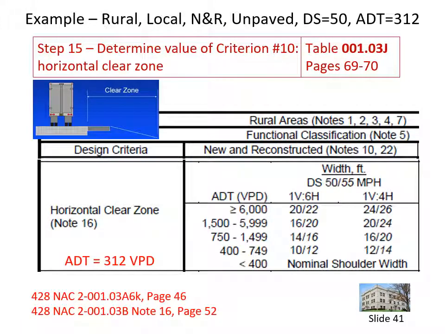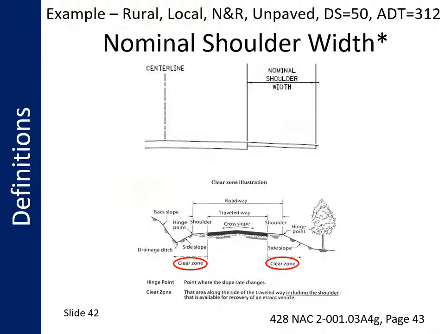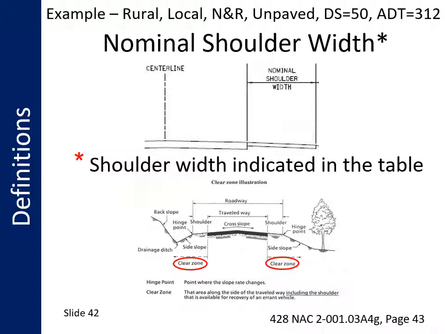The minimum horizontal clear zone for a traffic volume fewer than 400 vehicles per day is the nominal shoulder width. The nominal shoulder width is defined on page 43 as the shoulder width value shown in the Design Standards table. For the example, rural area standards with a functional classification of local and an ADT of 312 vehicles per day, the shoulder width value in Table J on page 69 is 4 feet. The nominal shoulder width, therefore, is 4 feet.